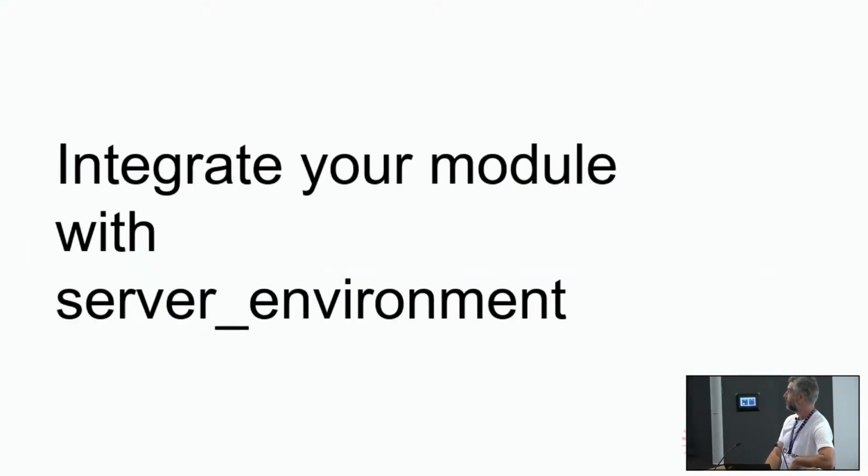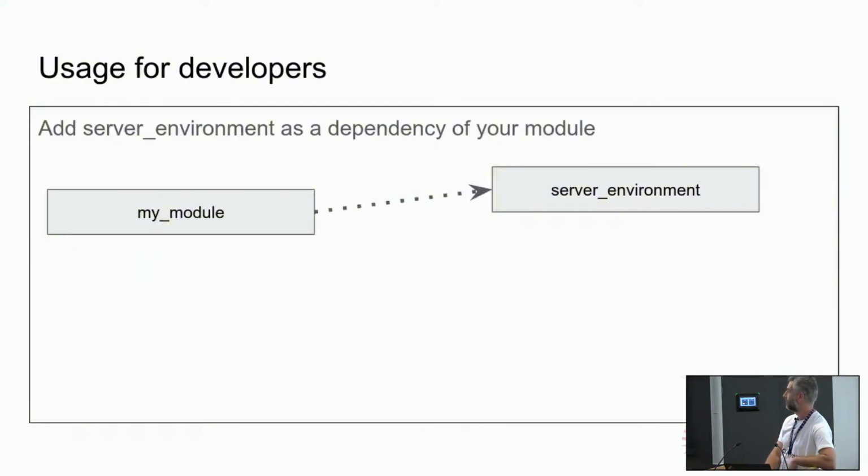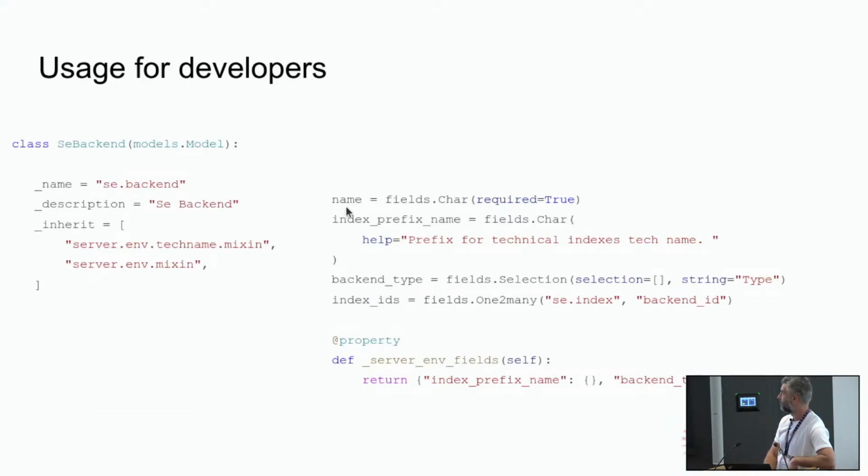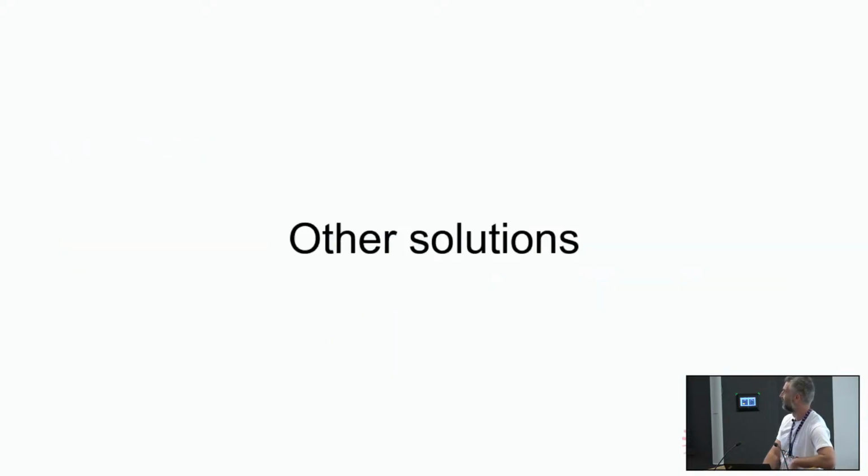Now I will speed up. How to integrate your module when you are a developer. It's really simple. You just have to depend on the server environment module. And so you have your fields like this one. You have to inherit these 2 mixins, and you add this little guy here. It's just a command name, and if you do like this, it works out of the box. And it's only that. It's really easy to implement. There is no excuse to not allow it.